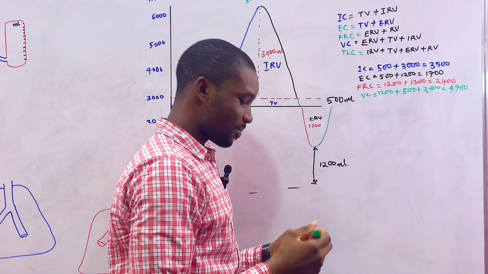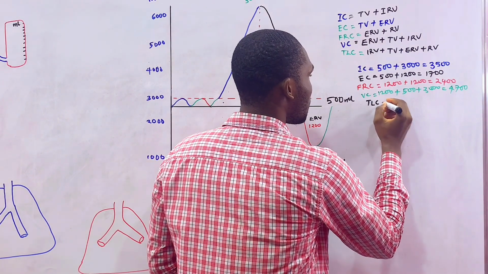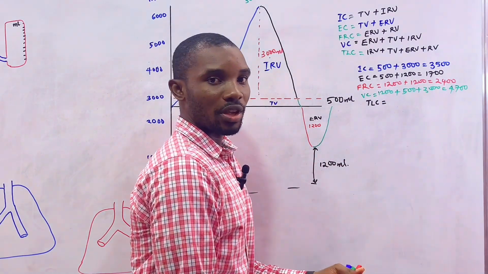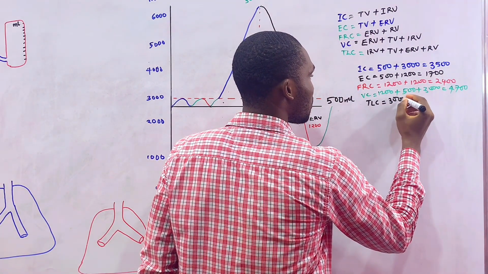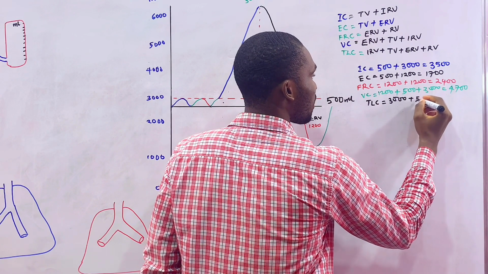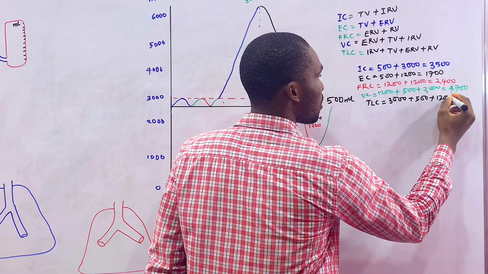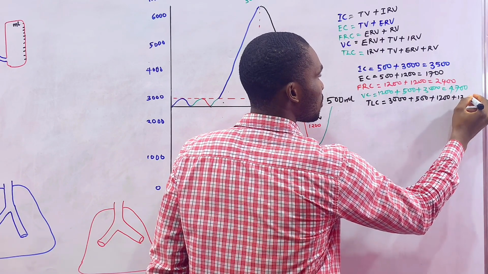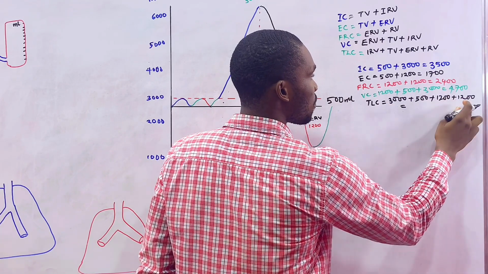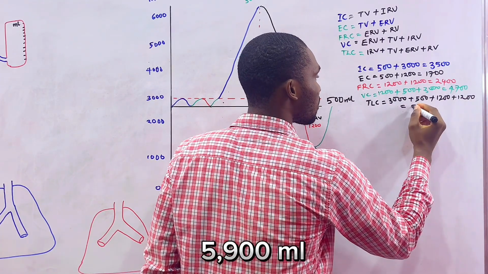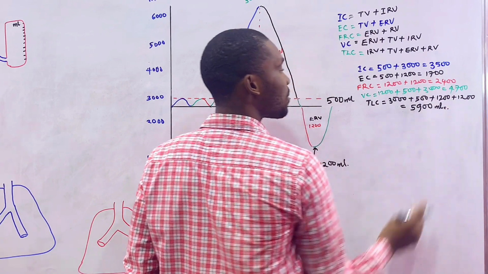Hope I'm correct. Then the total lung capacity is all four of them together, right? So that's your inspiratory reserve volume, 3000, plus tidal volume, 500, plus expiratory reserve volume, 1200, plus residual volume, 1200, to give what? 3500 plus 2400, that's 5900 for males.